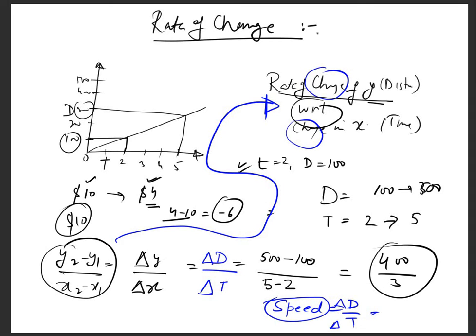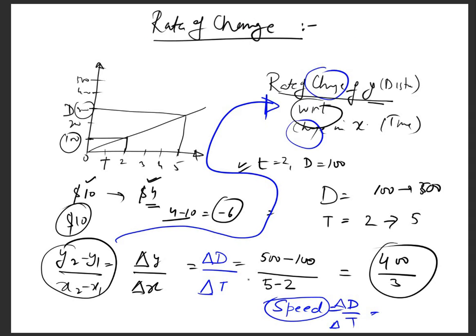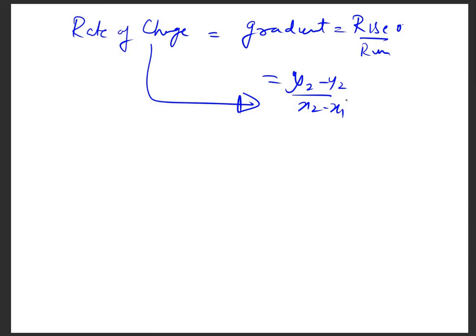So in a nutshell, what we've learned is your rate of change. Now it is short form, rate of change. I will not say rate of change of y with respect to x. Rate of change, y with respect to x is understood. Is nothing but gradient. And what was gradient? Rise over run. And what was rise over run? y2 minus y1 over x2 minus x1. And we just saw here that this is what rate of change was. So the rate of change is nothing but gradient.